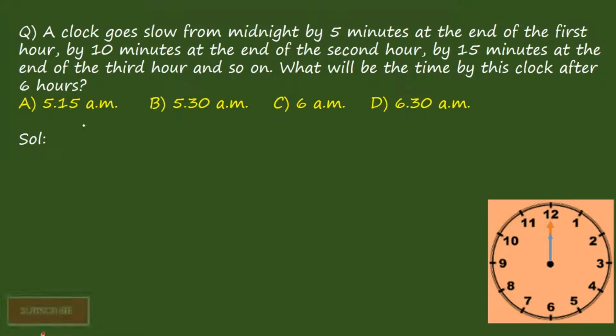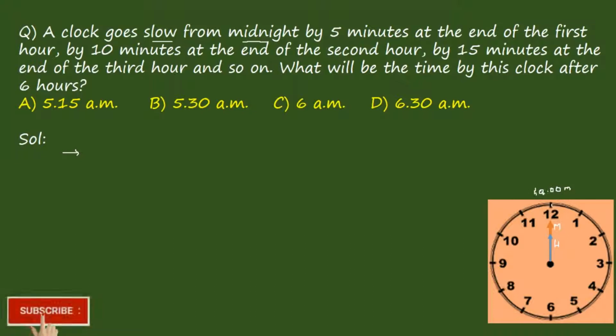First, we understand the question properly. It says the clock is going slow. It is talking about a slow clock from midnight. What is midnight? It is when the hour hand and minute hand both point to 12. 12 is 0:00, right?